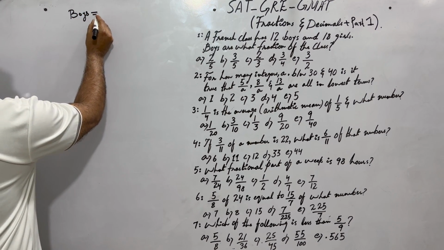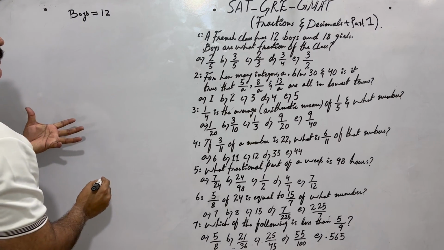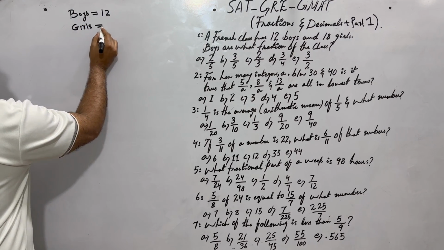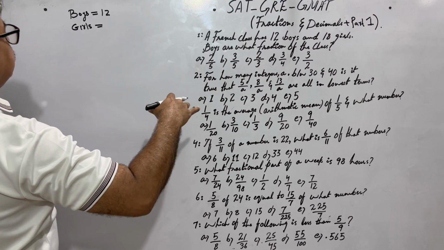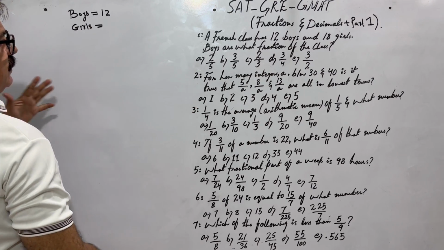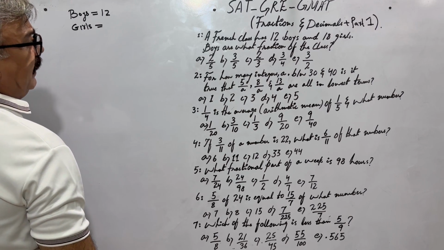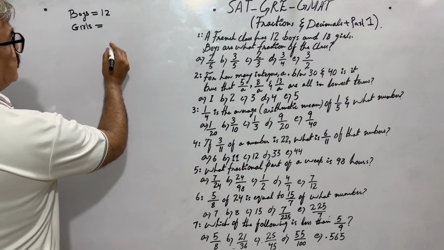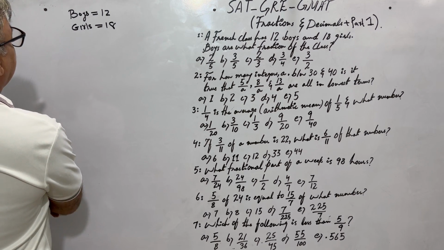Boys: there are 12 boys. Girls: 18. I'm stretching the tiny topic in order to give you a good foundation, to lay a good foundation and then to raise some bricks on it to make a good building. Boys are 12, girls are 18. What fraction of the whole class are boys?